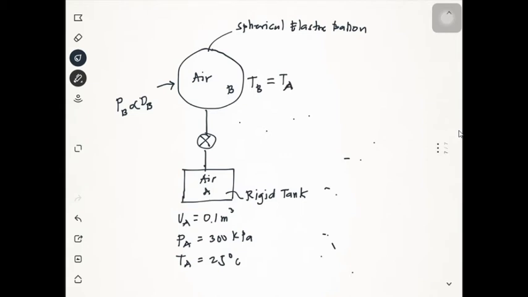Okay, so initially you have a rigid tank which contains air, and this is your valve. As the valve opens, your balloon will be filled with air. So the pressure is directly proportional to the diameter of your balloon. If the pressure increases, the diameter of the balloon also increases, because this is an elastic balloon. Okay, but of course it has a limit, because when the pressure is too high, the balloon will burst. That is the elastic limit.